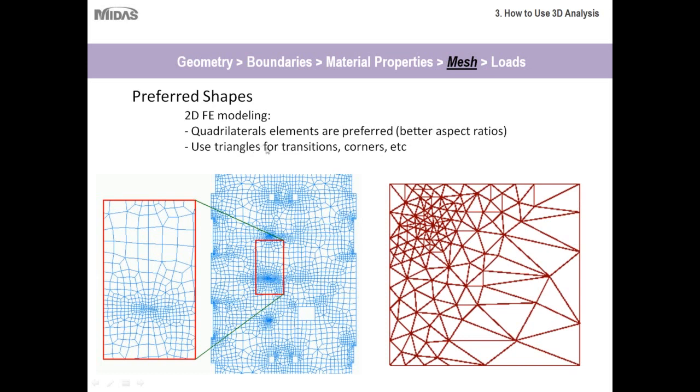For example, areas of transitions, of corners. It's a lot easier to do meshing in those areas with triangular mesh. So later on, as you become more experienced with meshing and finite element analysis in general, you'll be able to understand when it's best to use each. But when you're starting out, it's always a good rule of thumb to just stick to quadrilateral elements, because it's easier to get the aspect ratio that you desire.